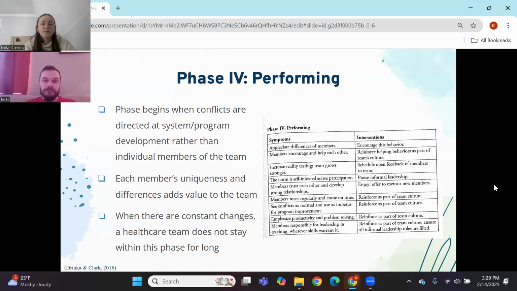Phase 4 is the performing phase, and this is when conflicts are directed at the system or program development rather than individual members of the team. So the team begins to view conflicts as an opportunity to grow and learn from them to promote the effectiveness of the team. Each member's uniqueness and differences begin to add value to the team, so members are able to trust one another and they are able to appreciate their differences. And when there are constant changes, a healthcare team does not stay within this phase for long. Teams only visit this phase occasionally.